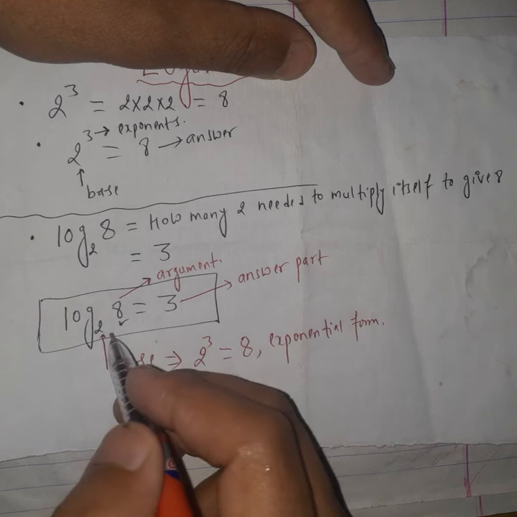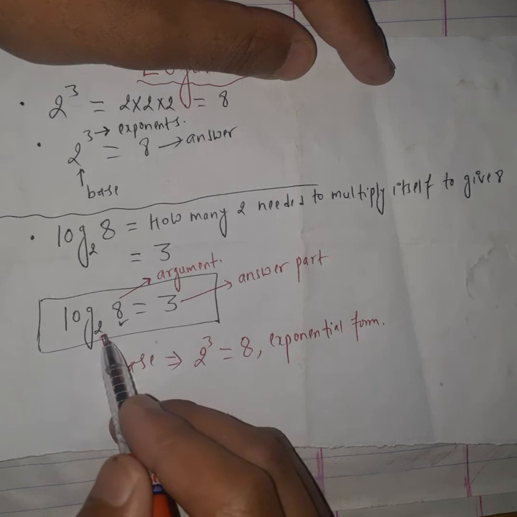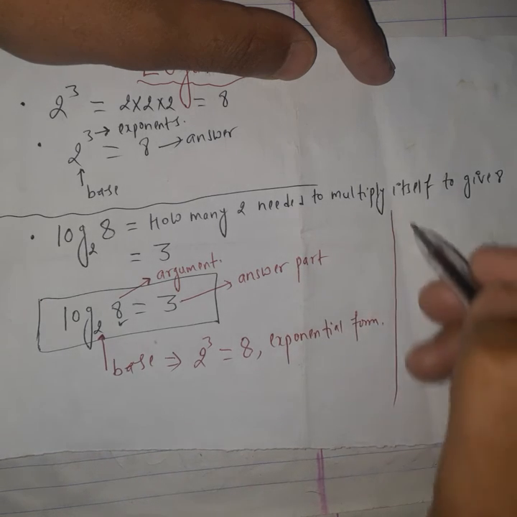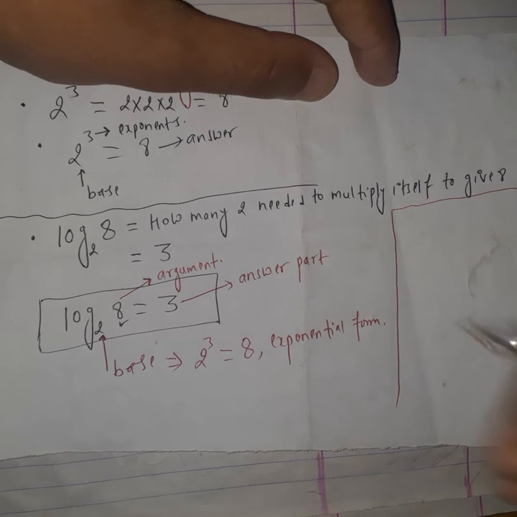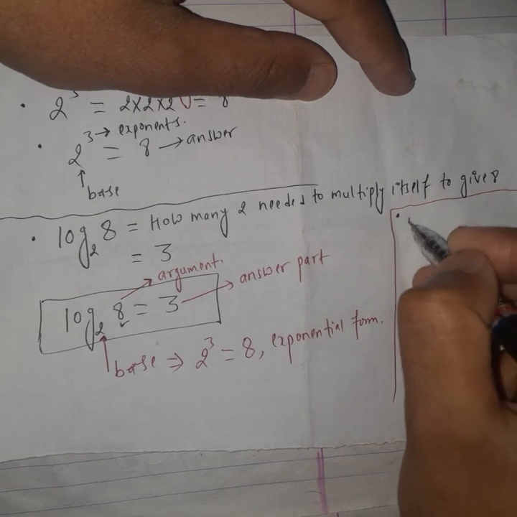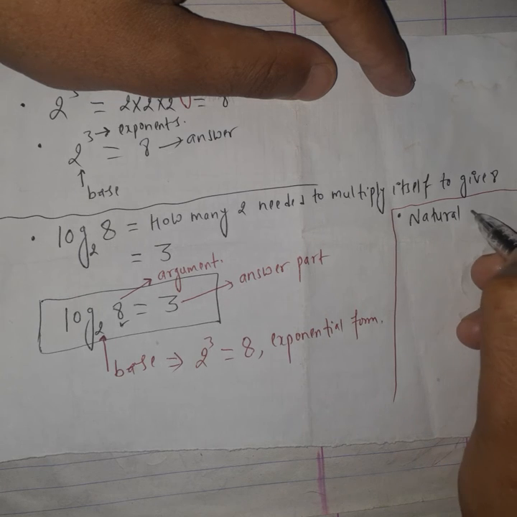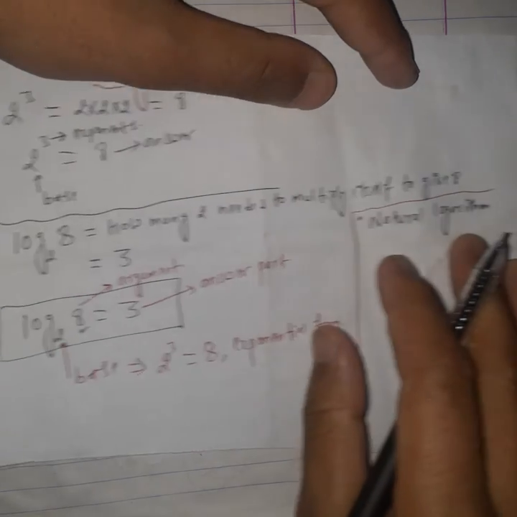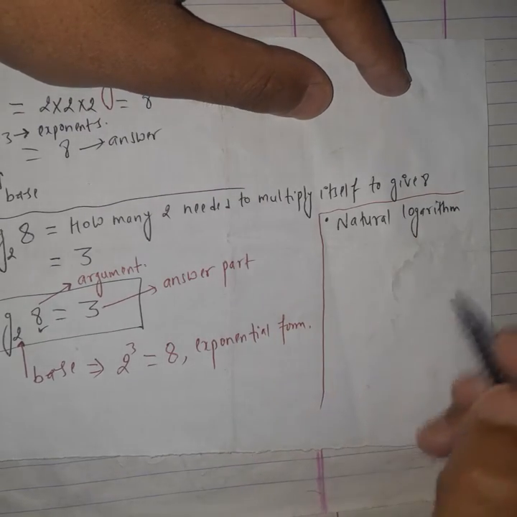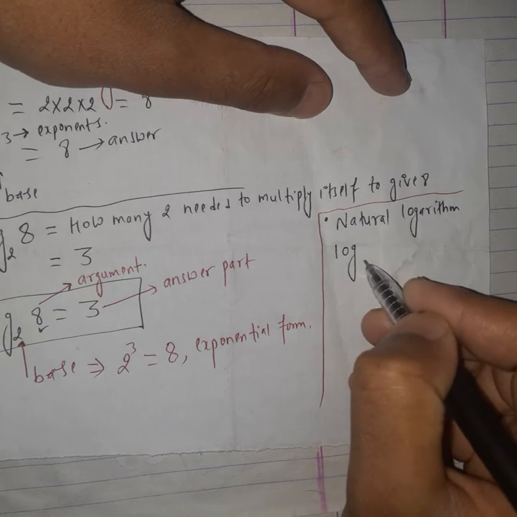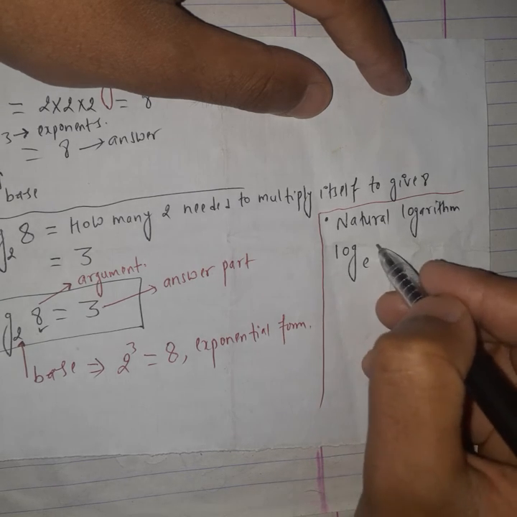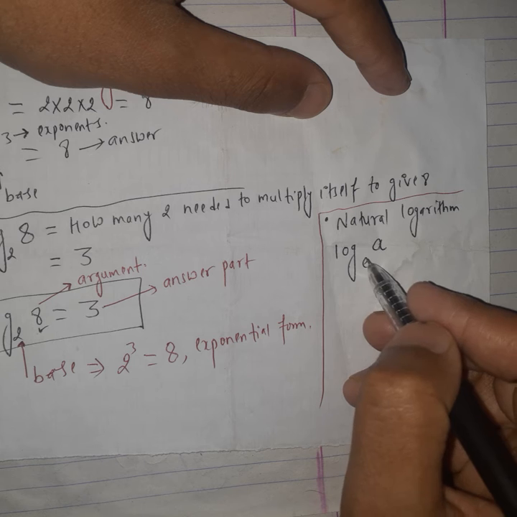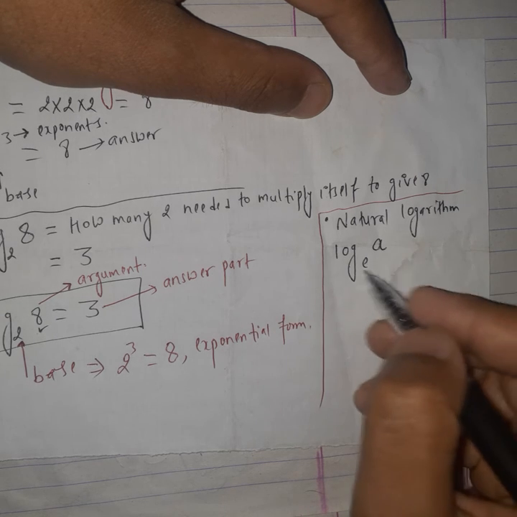And logs with special bases. Here this is the base. There are two types of special base logs. One is the natural logarithm, and the next one is the common logarithm. Let's explain the natural logarithm. The log with base e of any number, here suppose the number is a, is called the natural logarithm.